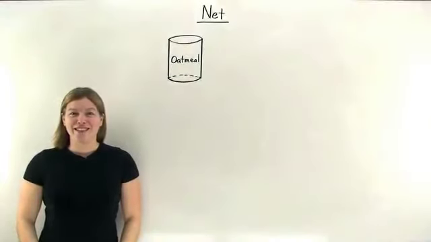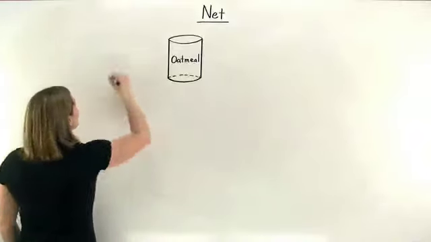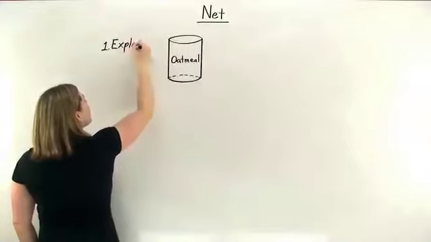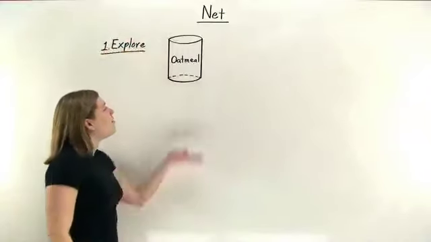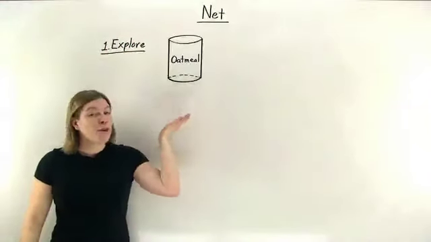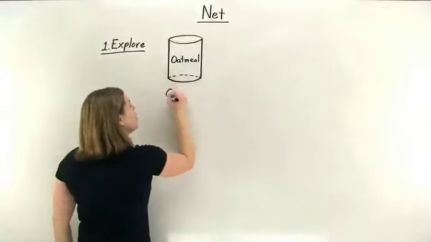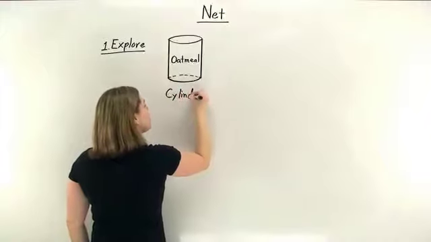Let's learn about nets. To help us understand what a net is, let's start off by doing a bit of exploring. So let's say that we have this oatmeal container. Now oatmeal can sometimes come in cardboard cylinders that look like this. So here we're dealing with a cylinder.